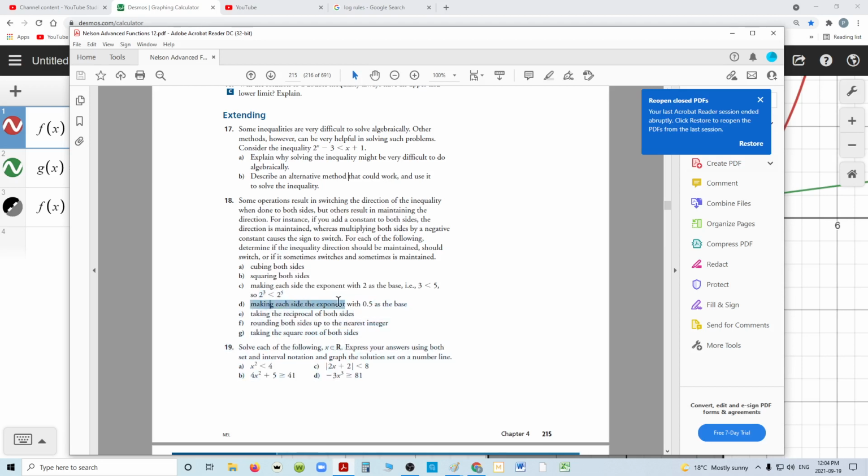Making each side the exponent with 0.5 as the base, so a shrink. So half to the exponent of 3 is smaller than half to the exponent of 3 plus half to the exponent of 2, so I think that's still fine. Taking the reciprocal of both sides. So 1 over 3 will be smaller than 1 over 5. No, that's not true.